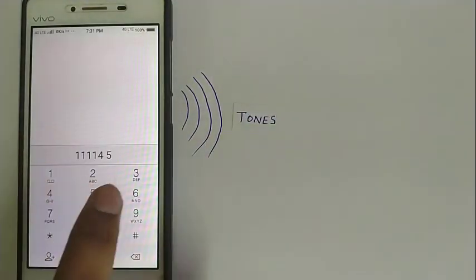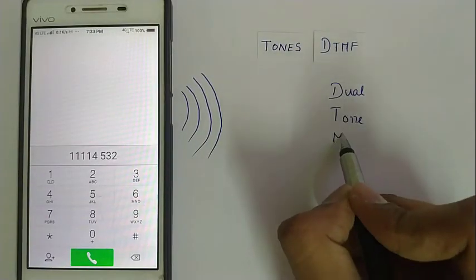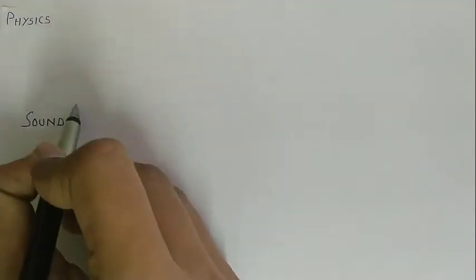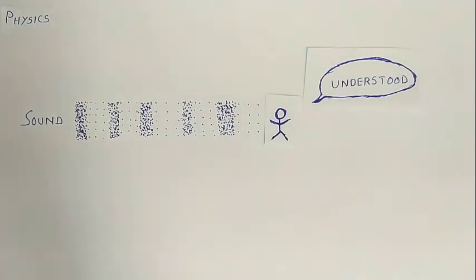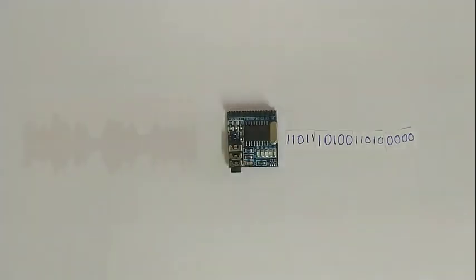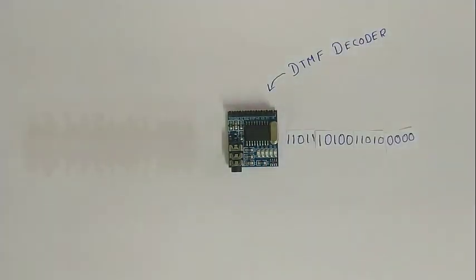Let's briefly explain how it works. We can hear sound tones while pressing on the phone keypad. These tones are called DTMF. It stands for dual tone multi-frequency. After all, sound is just a vibration of air molecules. Humans can understand this vibration, but machines can't. In order to convert these audio signals into an understandable form, we have to decode these signals. So we are going to use this DTMF decoder module to decode these audio signals.